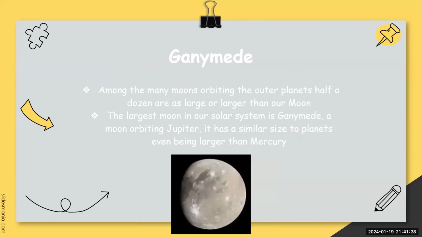All right. So the first moon I'm covering is Ganymede. Among the many moons orbiting outer planets, half a dozen of them, by the way, are as large or larger than our moon. The largest of them all is Ganymede, which orbits Jupiter, which is the largest planet in our solar system, if you didn't know. It has a similar size to planets, and is actually even larger than Mercury.